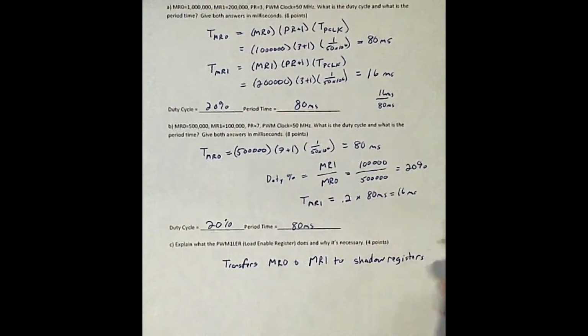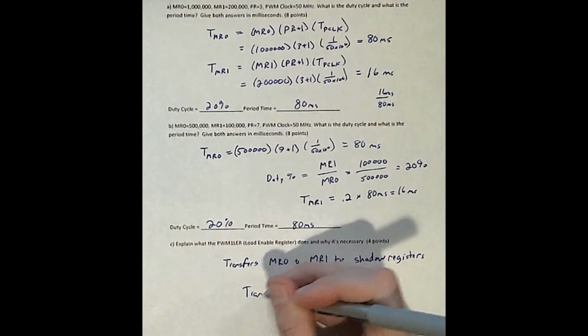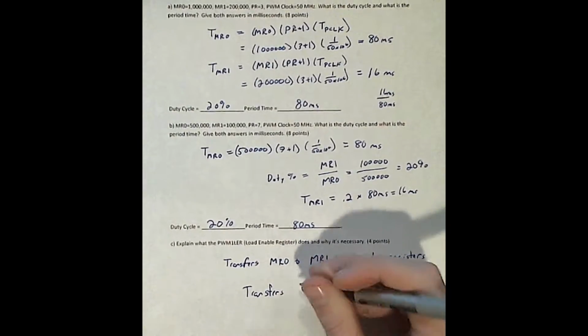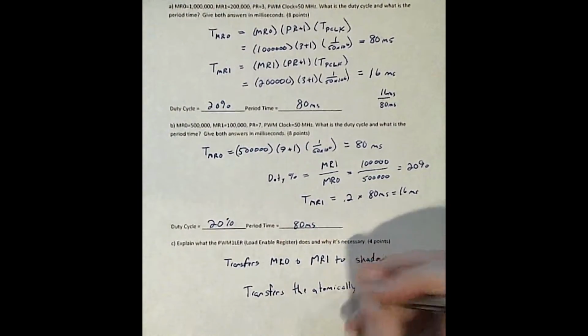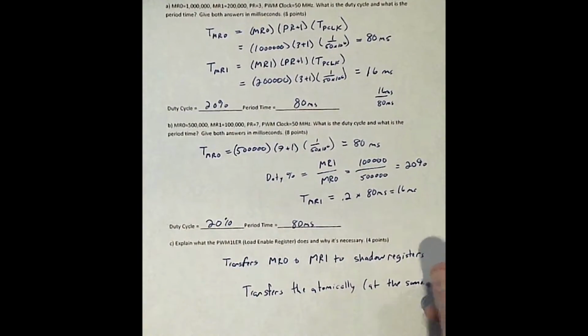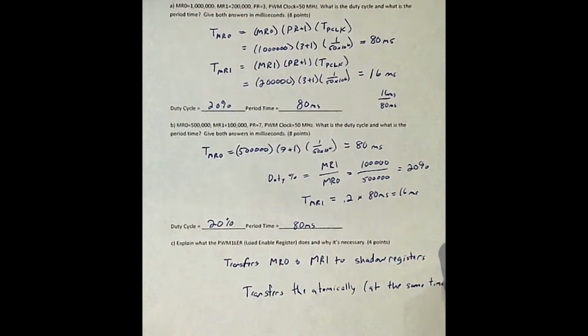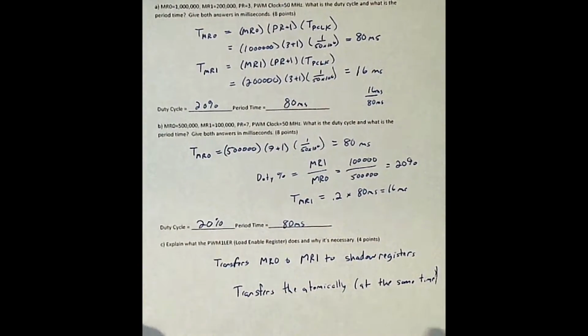Why it's necessary is it does it at the same time. So it transfers them atomically or at the same time. Either way is fine, and at the same time is a less technical definition. But really the important thing is that they are moving from the staging area to the shadow registers where they're actually being used at the exact same instant of time.